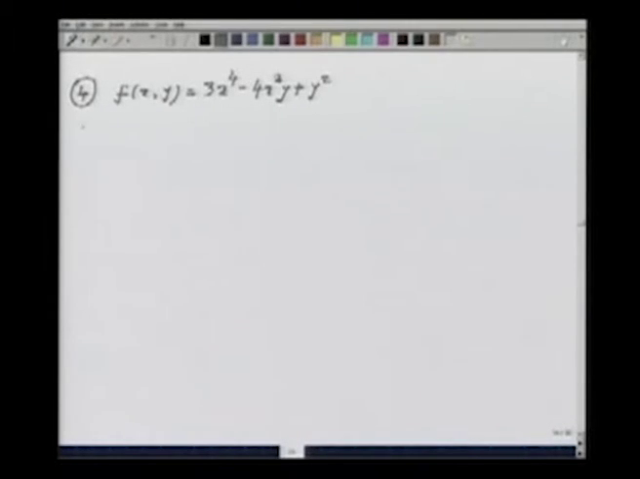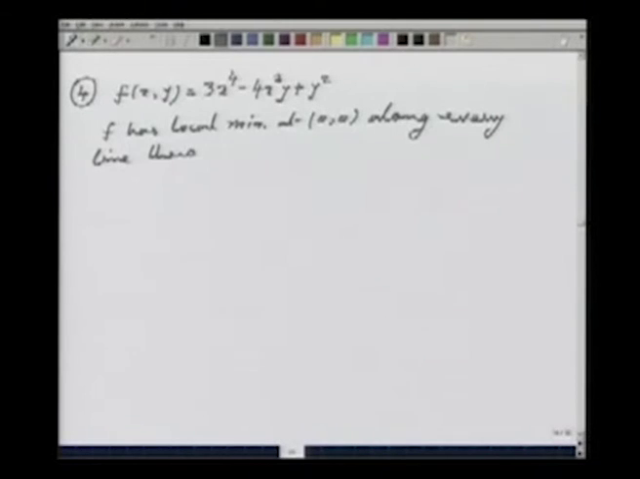The first thing I want to show is that f has a local minimum at (0, 0) along every line through (0, 0). Okay. This is a line, this is a line, this is a line. So I am going to check.